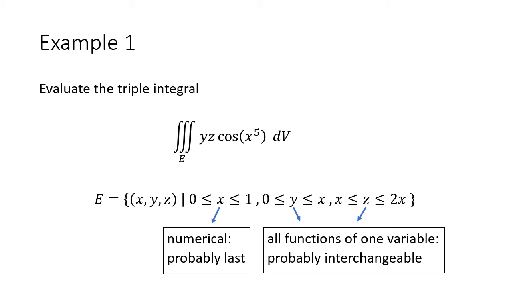And then y is bounded between 0 and x. So that's a function, so that could be either the second part or the third part. And z is bounded by x and 2x. So again, that could be the second part or the third part. We don't have any functions of two variables, which is kind of nice, which means it's not going to be necessarily as tedious as some of the problems you'll see in your homework. But now I have these two variables that are bounded by functions of one variable. Which order should I set this up in? Because they're probably going to be interchangeable.